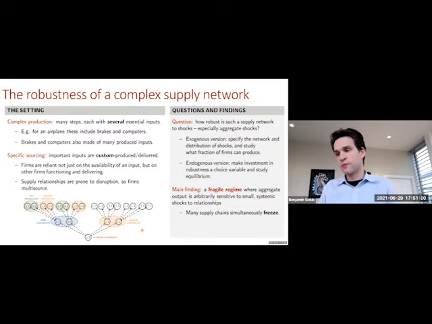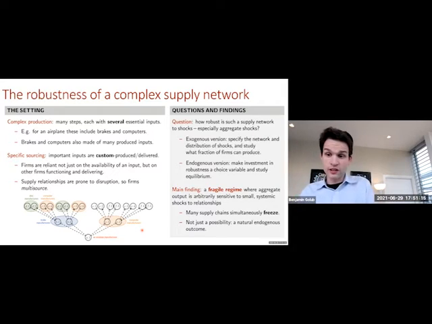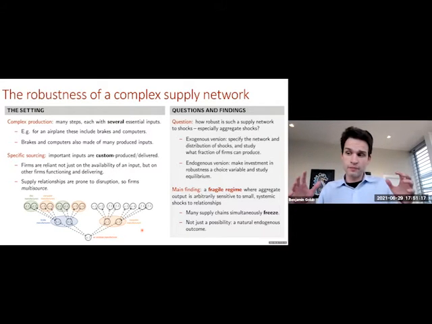Another way of saying this, maybe more informally, and of course I'll give you theorems eventually, but an informal way of saying this is that it can happen that many supply chains simultaneously freeze up and stop doing what they're supposed to be doing. And I'm going to argue that this is not just a possibility, but being on the freezing boundary is a natural endogenous outcome that happens because of the way supply chains work, because of the incentives that firms have. So that's the very big picture.